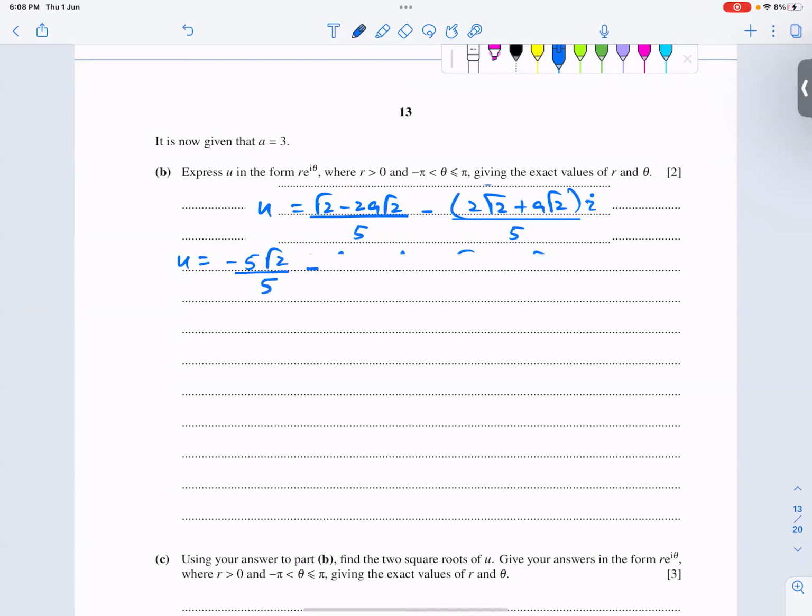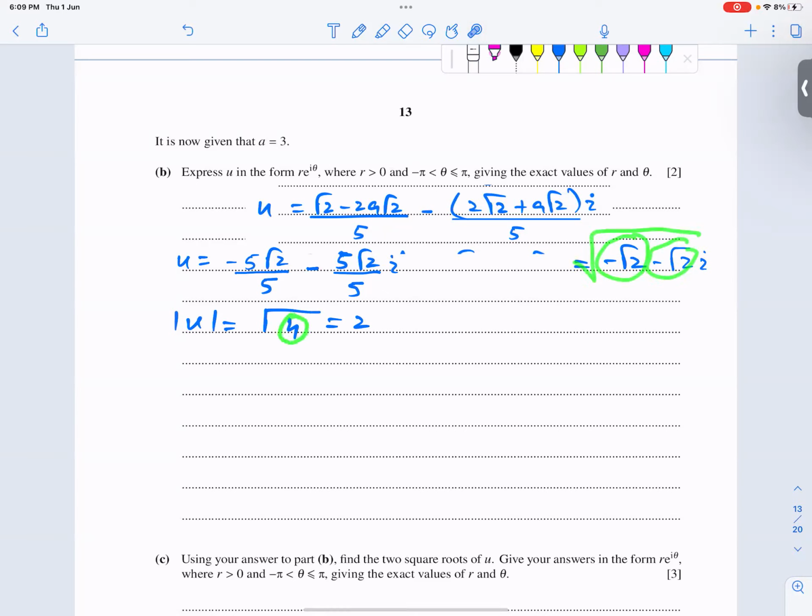Then minus also 2 square root 2 plus a, where a is 3, so 3 square root 2. This will be 5 square root 2 divided by 5, times i. So finally, minus square root 2 minus square root 2 i. So u mod will be under root 4, that is 2, because u mod is the square of this thing plus the square of this thing, then square root.